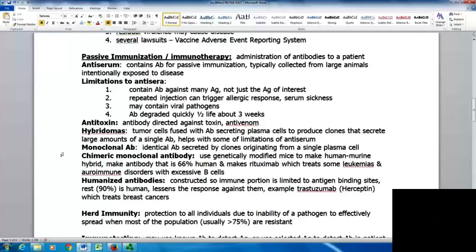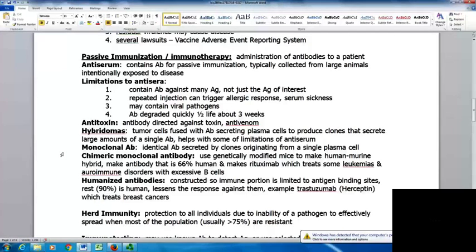Hybridomas are going to be tumor cells that get fused with antibody-secreting plasma cells to produce clones that will secrete large amounts of a single antibody. This will help with some of the limitations of antiserum. With monoclonal antibodies, an identical antibody is secreted by the clones originating from a single plasma cell.